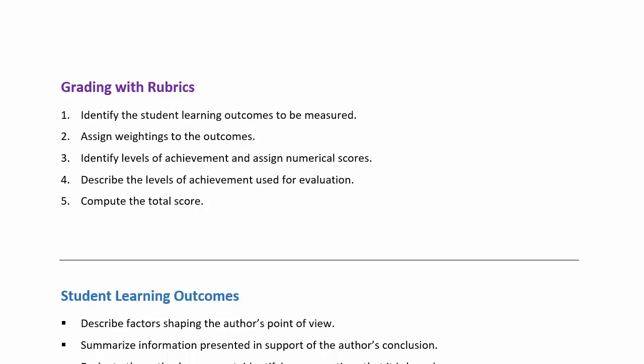In this video, I'd like to show you some principles of how to grade with rubrics. I've outlined 5 steps. The first is to identify the student learning outcomes to be measured. In step 2, you assign weightings to the outcomes. Step 3, identify levels of achievement and assign numerical scores. Step 4 involves describing the levels of achievement used for evaluation. And in step 5, computing the total score.